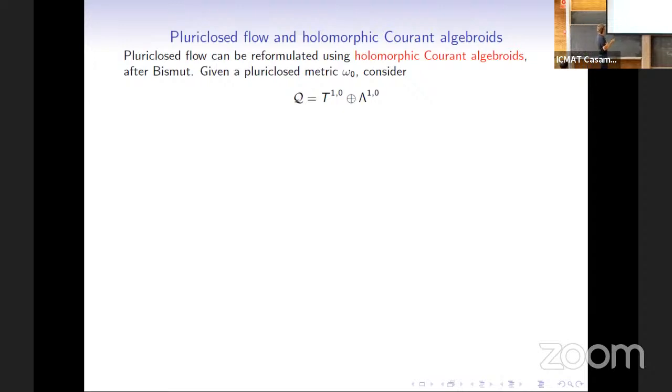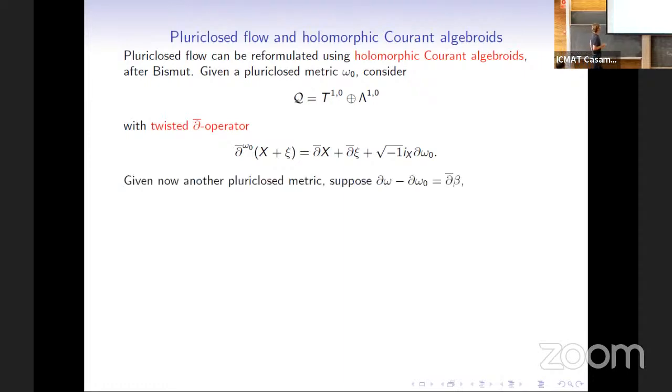So if we have a pluriclosed metric omega naught, we can define this bundle Q, which is the T10 plus lambda 10. But we endow it with this twisted d bar operator. So d bar is now twisted by omega naught in the following way. It acts on x plus xi by the usual d bar operator, but then plus this extra term, I, the interior product of x with del omega naught. And then of course the integrability of this operator is precisely the pluriclosed condition, right? That's easy to check.